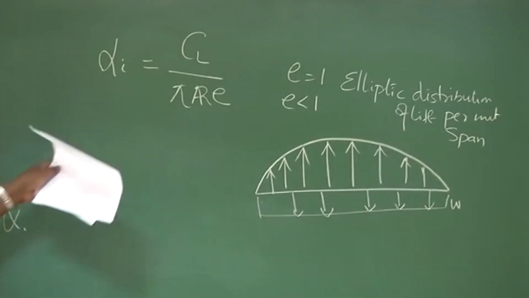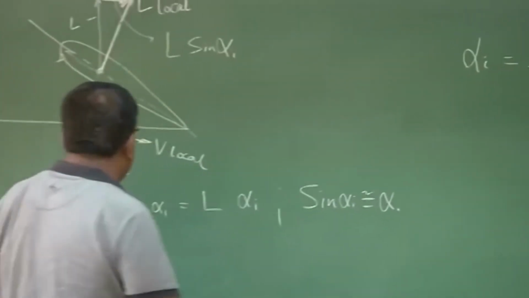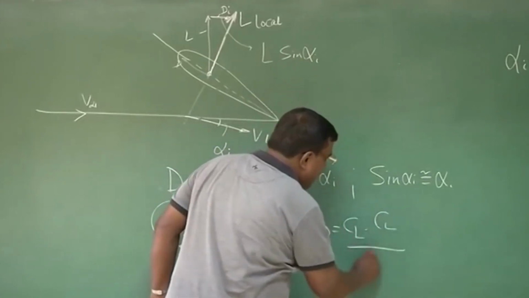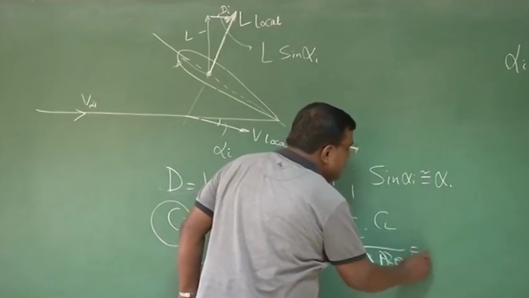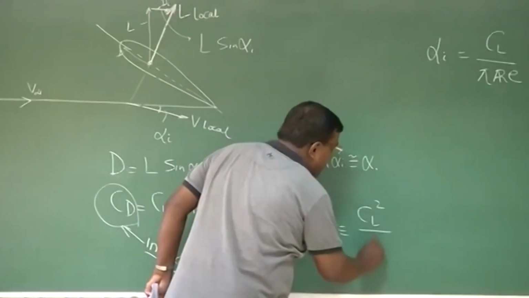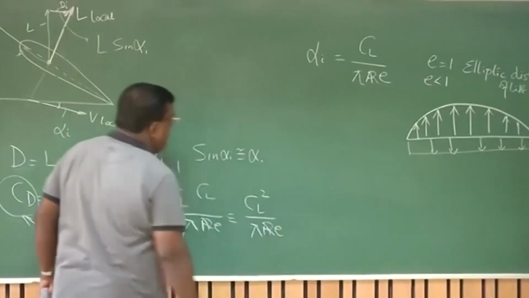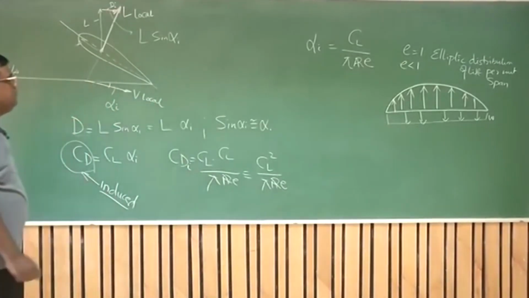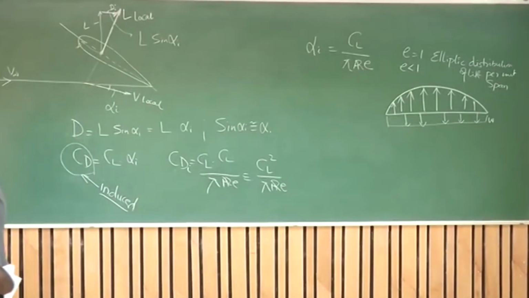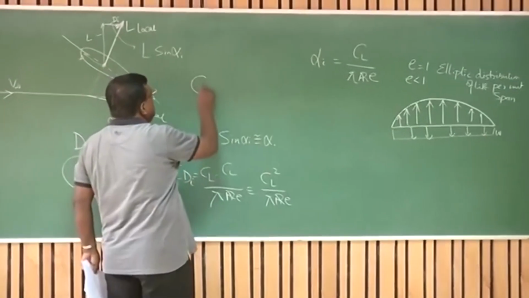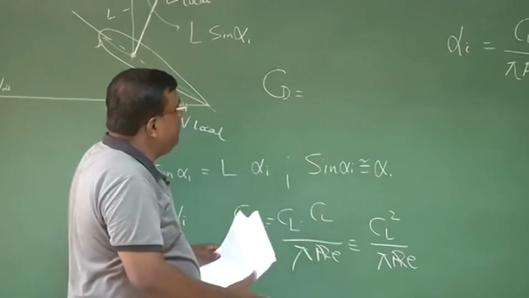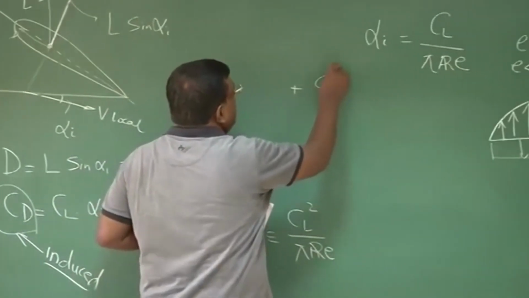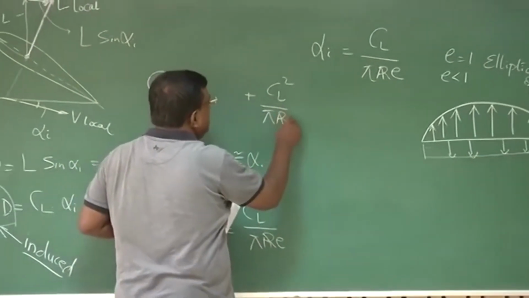Mostly we have non-elliptic distribution, right? Now if I substitute this here, what do I get? CD equals CL into CL by pi aspect ratio e, and that is equal to CL square by pi aspect ratio e. Okay? So this is nothing but CDi, CD induced. So now for a wing, if I want to find total CD, one part is induced because of lift, which is given by CL square by pi aspect ratio e.